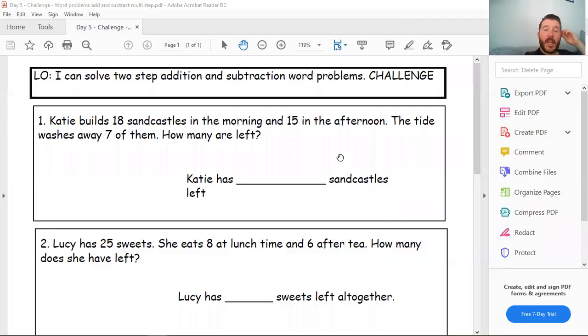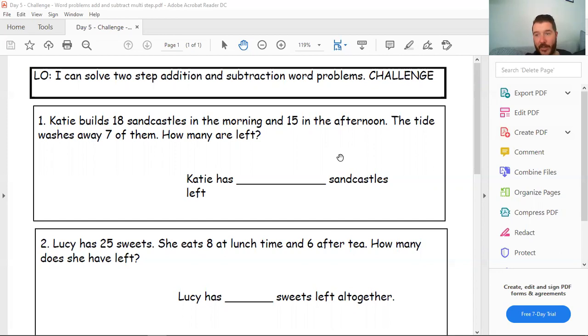So let me just bring that up. And it's a challenge, this. So these ones are basically very similar, but I've not put the bar model on. The reason I've not put the bar model on these ones is because there is more than one step. So to solve these problems, you're going to have to do more than one thing. So for example, the first one, Katie builds 18 sandcastles in the morning and 15 in the afternoon. The tide washes away 7 of them.